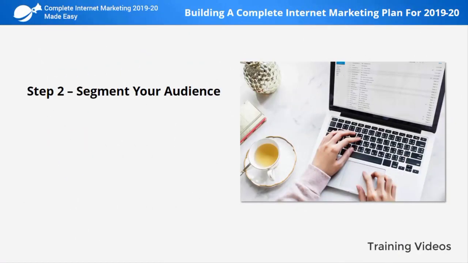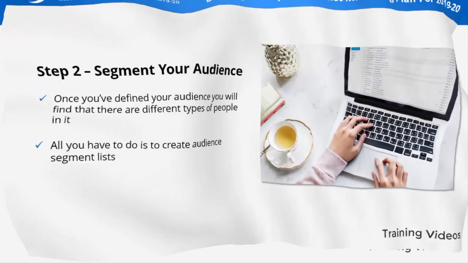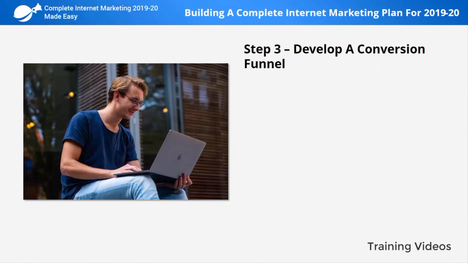Step number 2. Segment your audience. And once you've defined your audience, you'll find that there are different types of people in it. You have to add each one of these groups of people to a segment. All you have to do is to create audience segment lists. Most marketing and advertising channels allow you to create and save audience segments, and you can also save them to a spreadsheet.